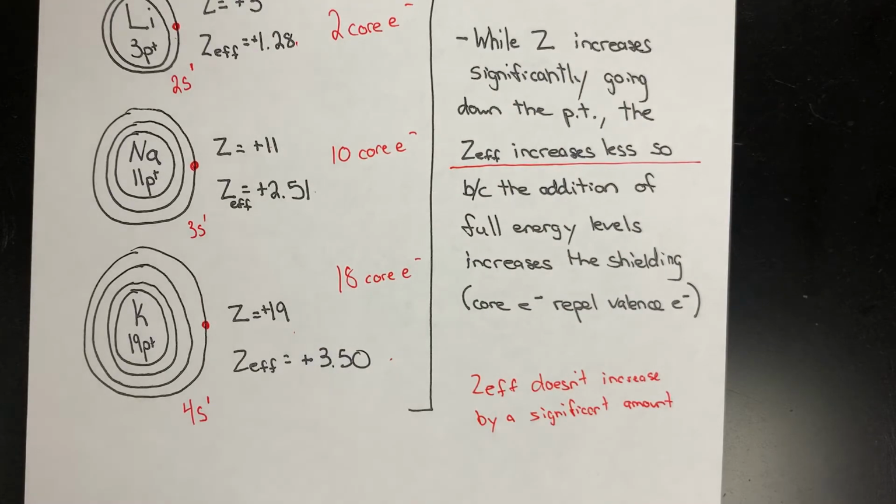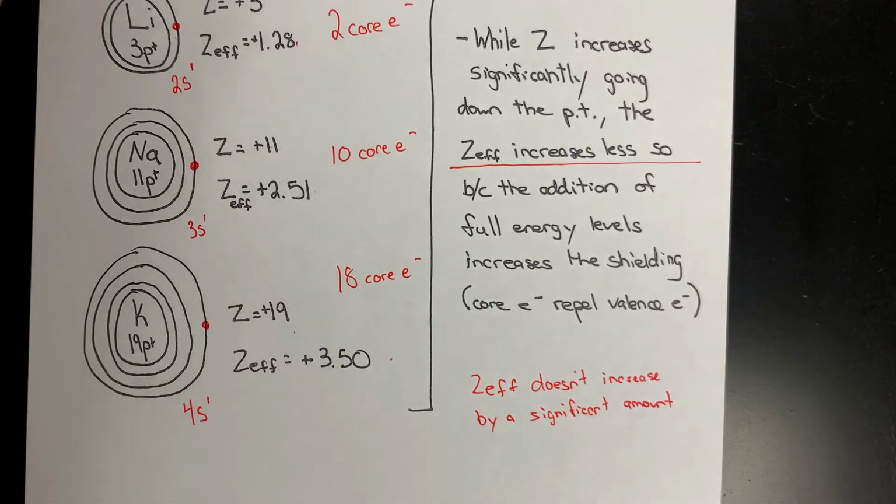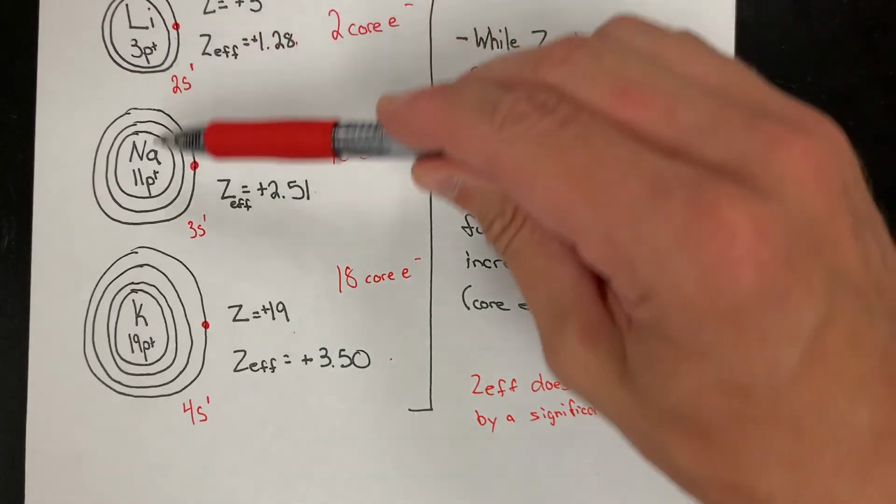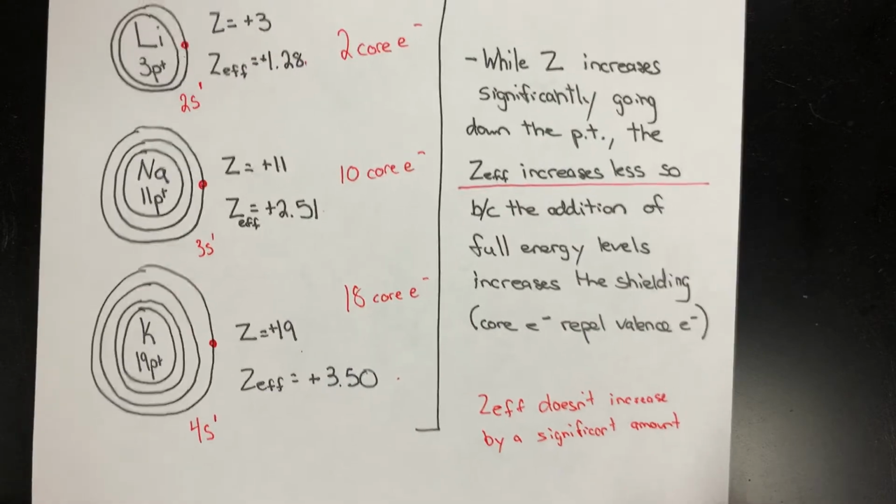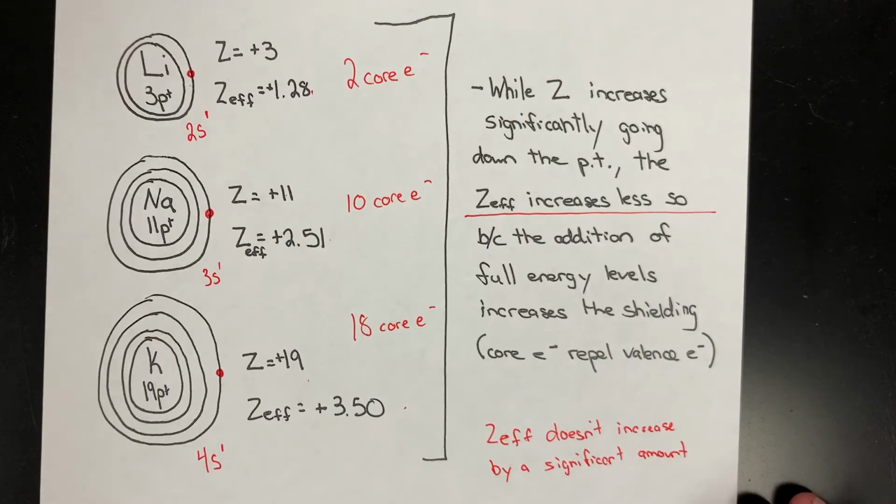But once we get back to Coulomb's law towards the end of this video, we're going to find that it's actually a different variable in that equation that's really going to dictate the force of attraction, okay? So if this is what's happening with shielding as we move down the periodic table, shielding definitely increases down the periodic table, okay?